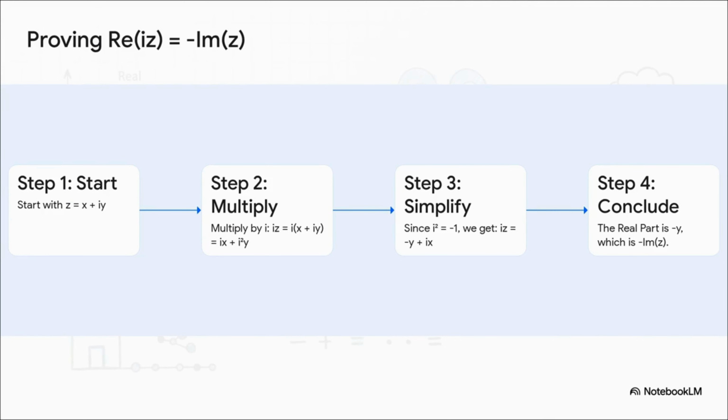Okay, let's do it step by step. We start with our good old Z equals X plus iY. Now, let's multiply the whole thing by I. We get I times X plus I times iY, which is i squared Y. Now, here's the magic trick. Remember what I is? The square root of -1. So what's i squared? It's just -1. So we swap that in, and suddenly we have -y plus ix. And look at that. The real part, the part without an I, is -y. And y was the original imaginary part. Boom, we just proved it.